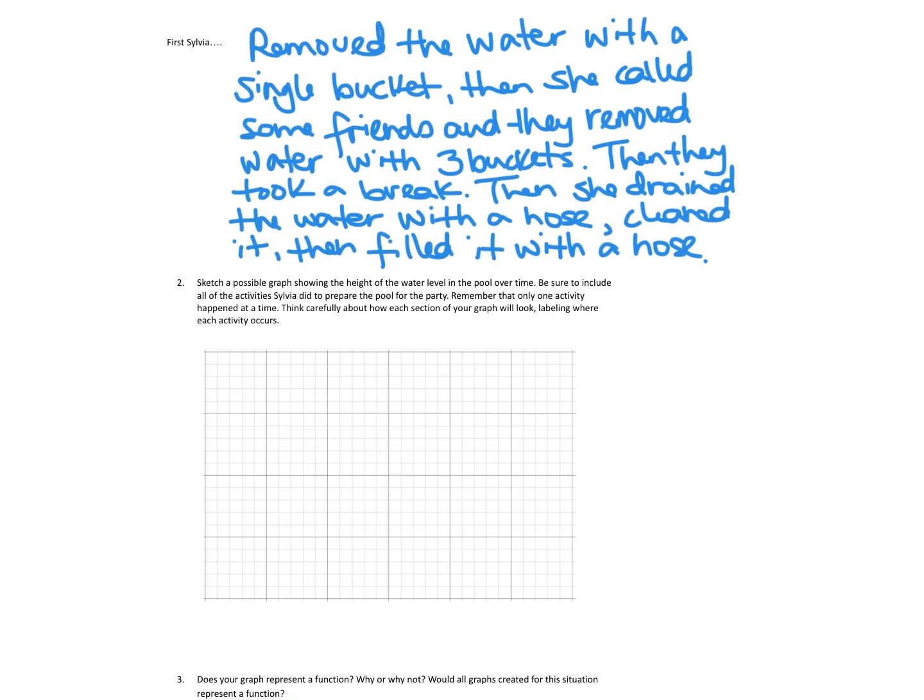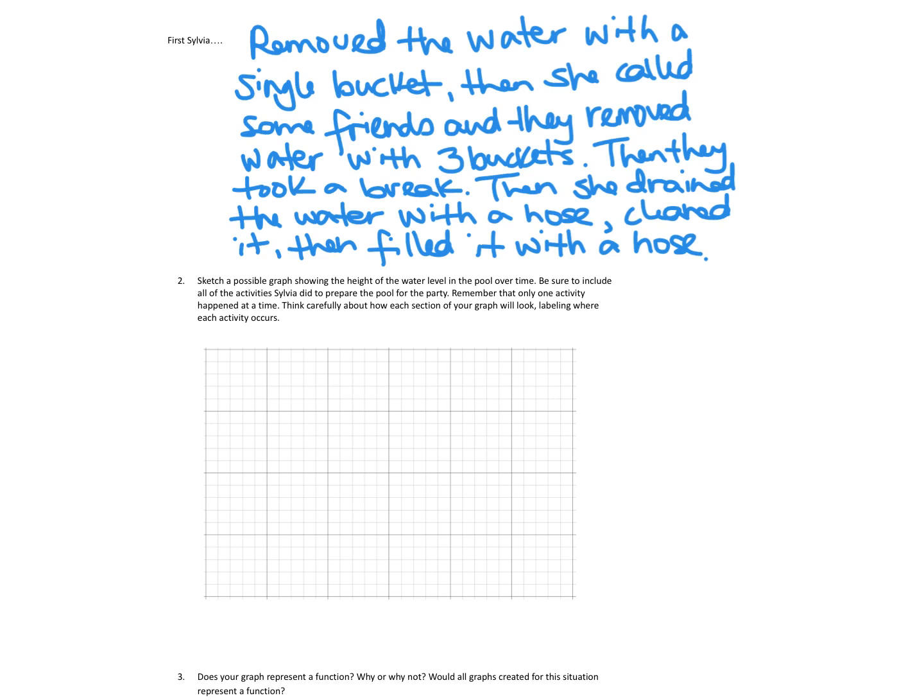You see this graph right here? It says sketch a possible graph showing the height of the water level in the pool over time. Be sure to include all of the activities Sylvia did to prepare for the pool party. Remember that only one activity happened at a time. Think carefully about how each section of your graph will look, labeling where each activity occurs. So this is going to be time down here, and then this is going to be water level.